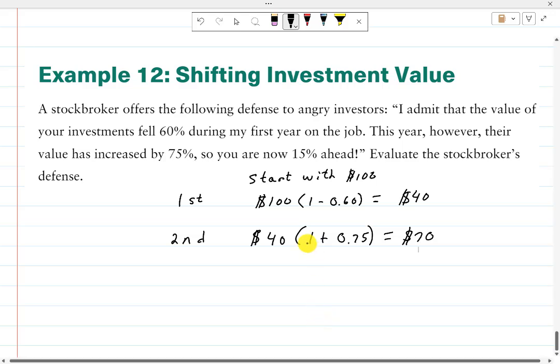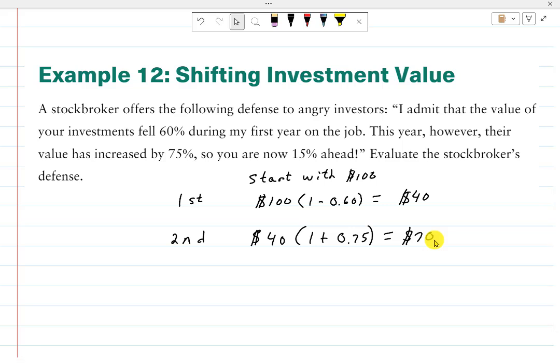The stockbroker is completely wrong because he says you're 15% ahead. You put $100 in initially. You don't have $115 here. You only have $70. You've come out 30% below. So he's absolutely lying, or he doesn't know how to do arithmetic.